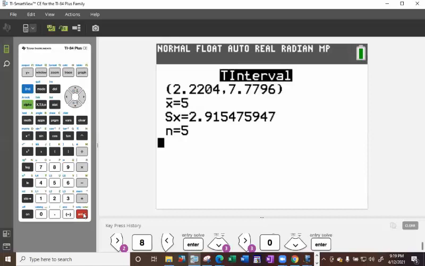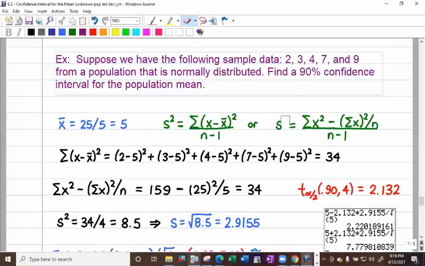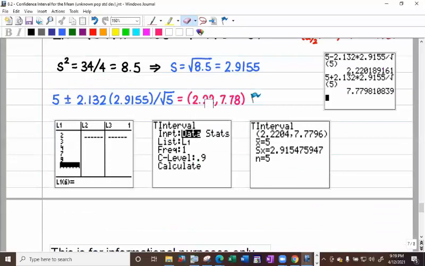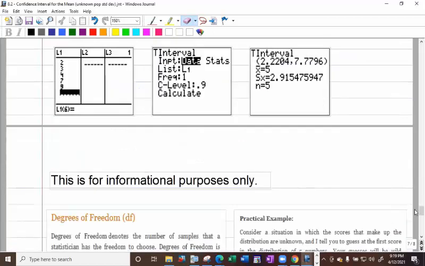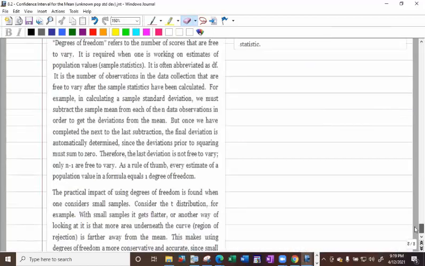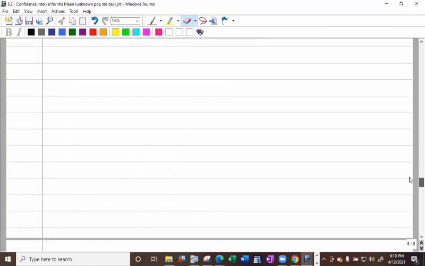Ta-da! And that's what I had doing it the long, gruesome way. 2.22, 7.78. There it is. Wasn't that fun? Oh, yeah, and there's that page we talked about, the meaning of the degrees of freedom. So, all right, that takes care of that.